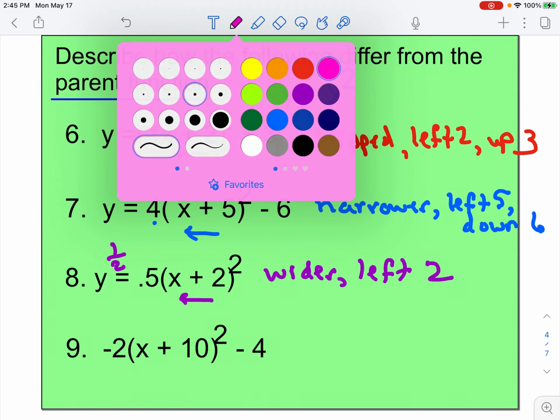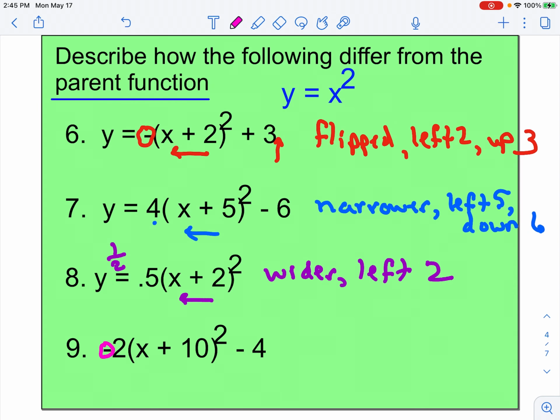And last but not least, this last one has lots of stuff going on. The negative right here is going to flip it. And the 2 part of it is making it narrower because it's going up at a faster rate than 1. It's going up by 2. So it's going to be narrower.